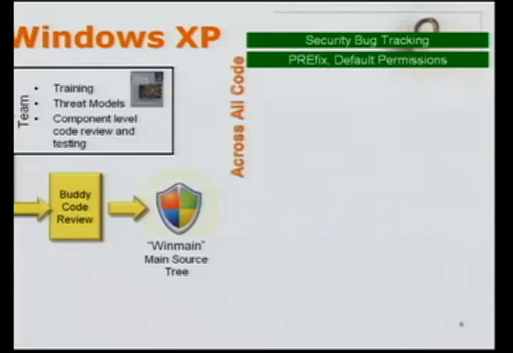There were some things that were done across the entire code base. If any bug was tagged as a security bug, there was a person whose entire job responsibility it was to make sure that those bugs did not get accidentally punted or resolved as won't fix or things like that.